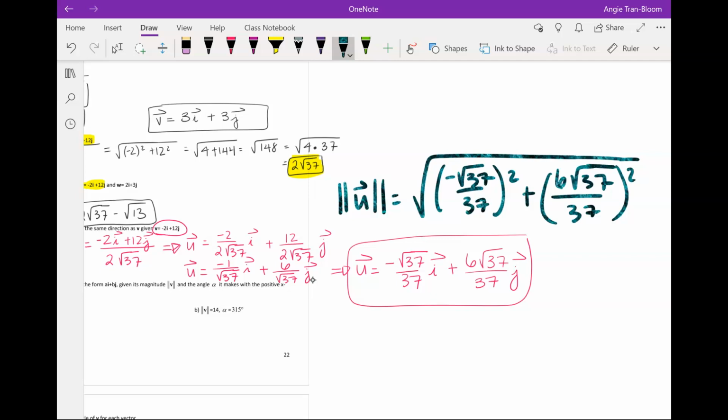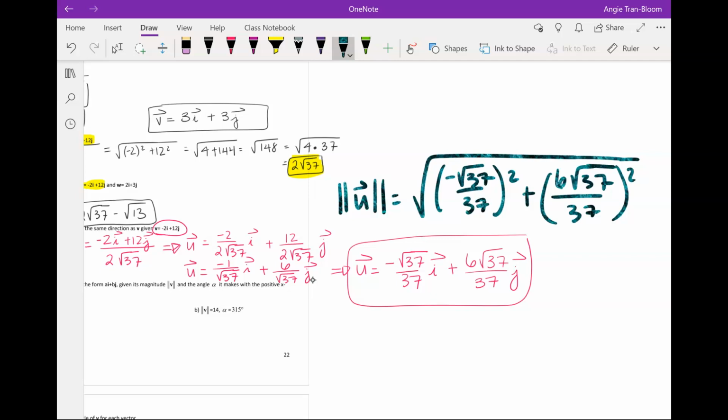Did you do our basic math right? Are we close? Did we do it right? Yes. So that's how we check. Make sure the magnitude is 1. Let's carry on.